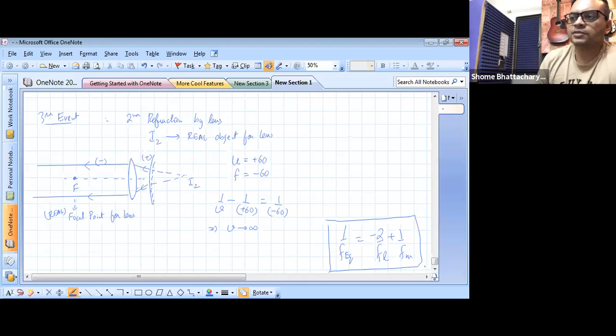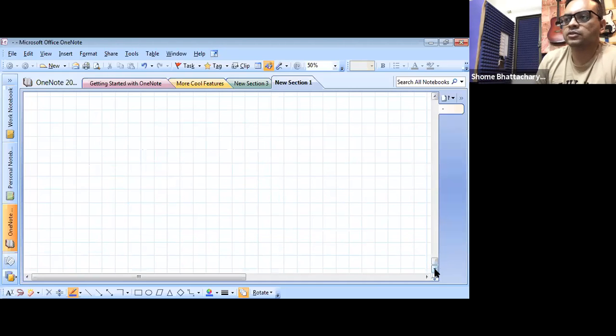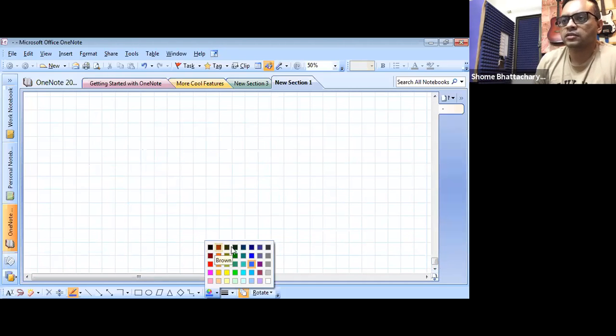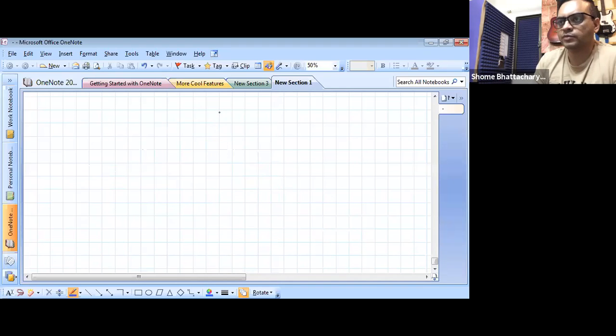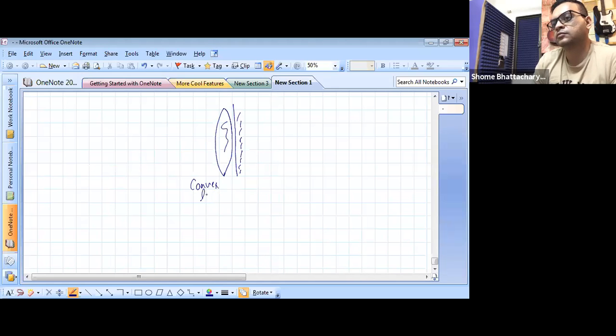Okay, so this formula becomes a universal formula for a combination of lens and mirror. For example, you can do another question yourself like this. Try it out by both methods and see what happens. So, for example, if I have a convex lens in contact with a plane mirror, suppose this has a focal length of 60 centimeters.